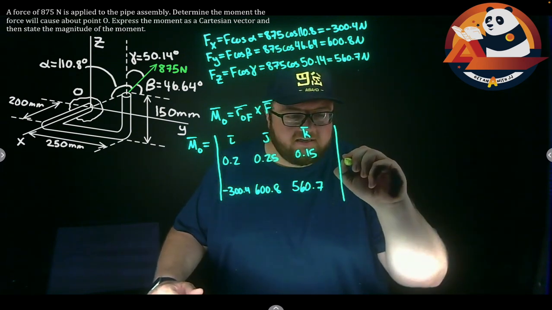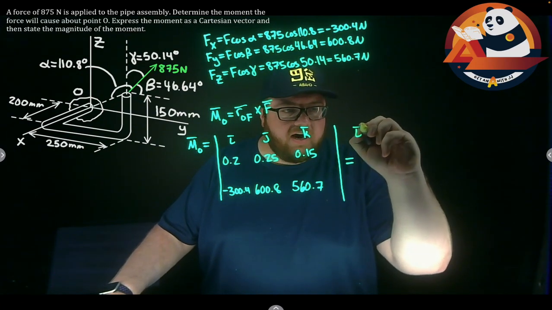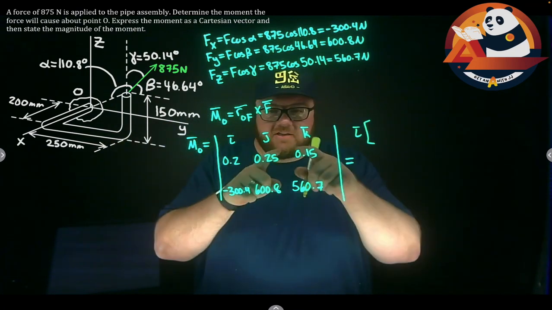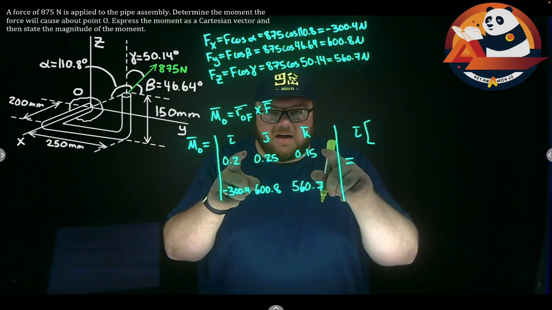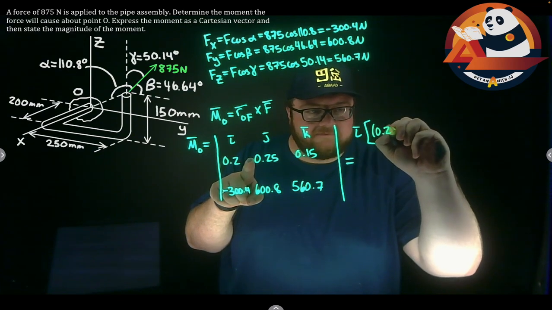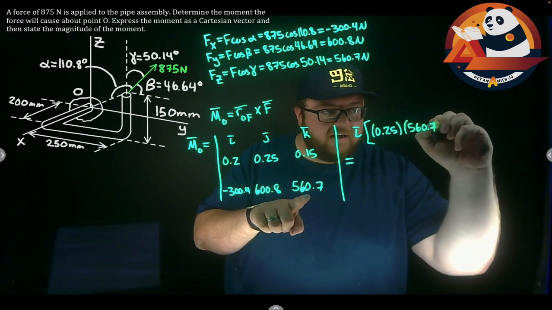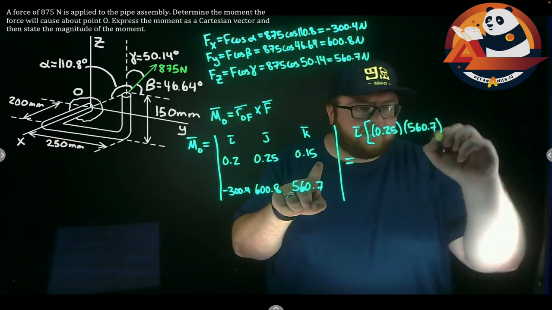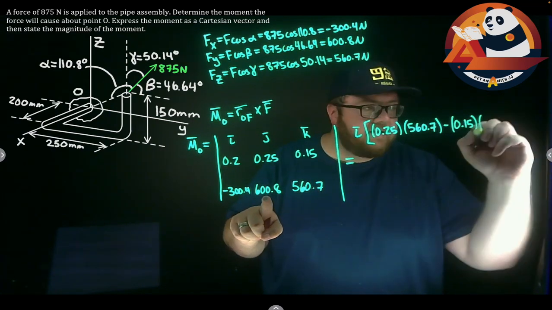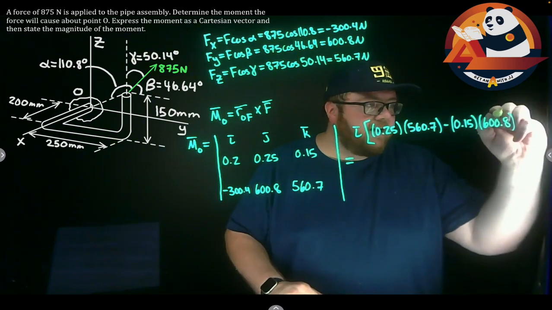So this is going to get us equal to, we'll start with our i component on this. So i times, we'll ignore i's column and i's row. It leaves us with just this 2x2 piece left, the j and k components. And we'll always do our top left, 0.25, times our bottom right, 560.7, minus our top right, 0.15, times our bottom left, 600.8. That is our whole i component.